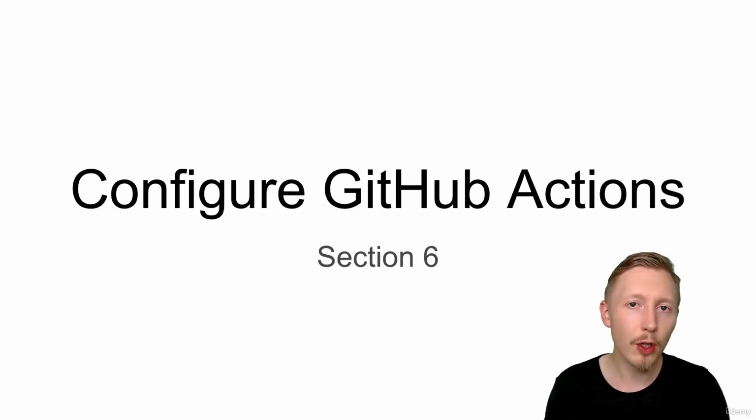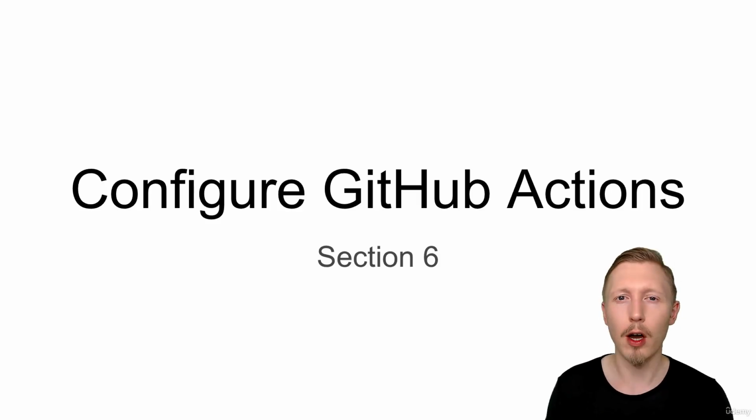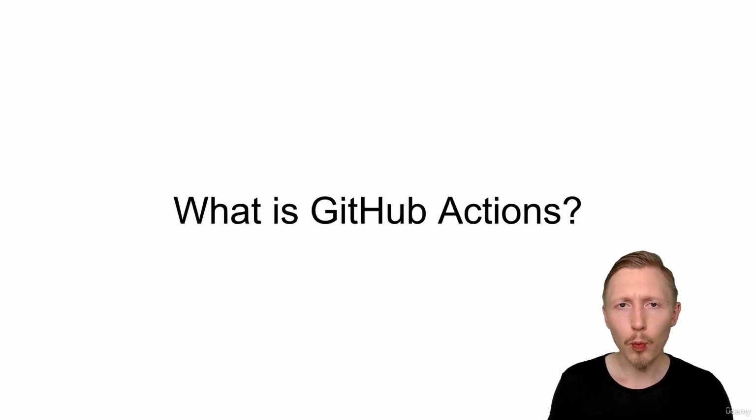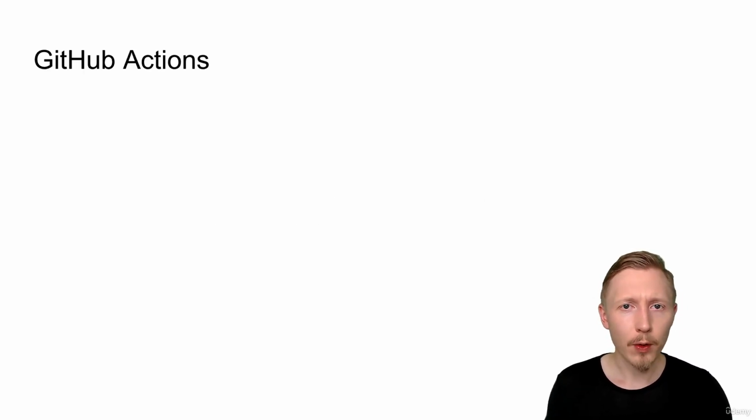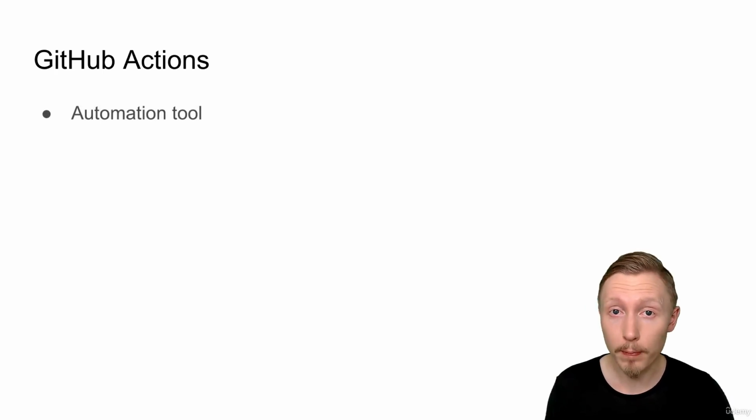In this section of the course, we're going to be configuring GitHub Actions to run some automated tasks whenever we push changes to our project. So what is GitHub Actions? Well, GitHub Actions is an automation tool.